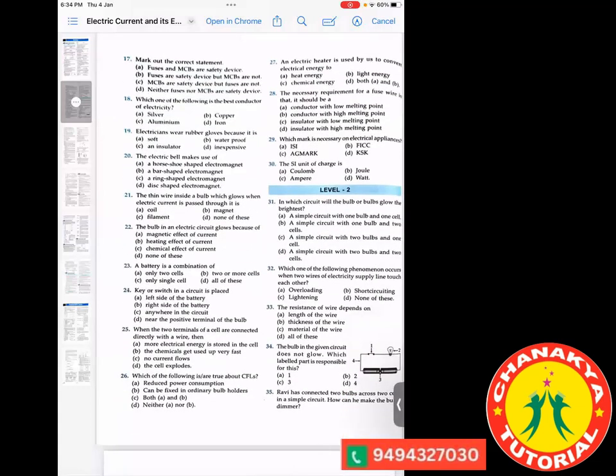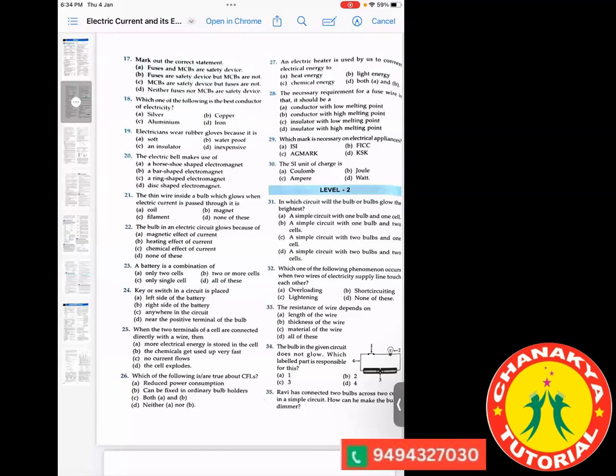Okay. Question number 17 and above. Mark out the correct statement, ma'am. I think it is option A. Yeah, so it is A, fuses and MCB are safety devices. Yashwant, 18. Which of the following is the best conductor of electricity, ma'am? Ma'am, silver. A. Correct. 19th, Varshit. Electricians wear rubber gloves because it is, ma'am, option C, an insulator. Very good. It acts as an insulator.